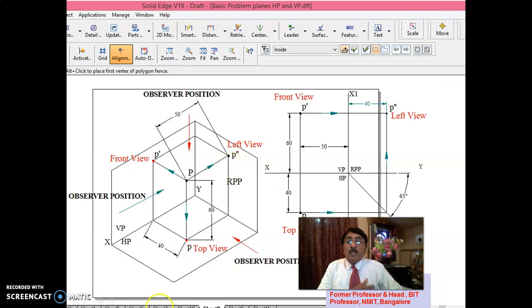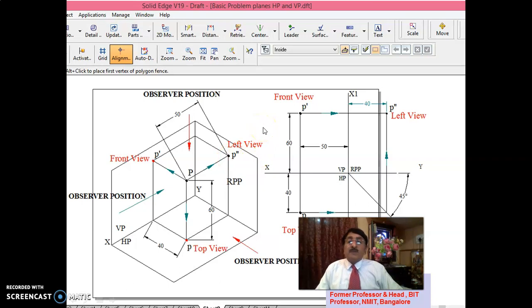Please observe, I have been telling you in the previous section itself, in first angle projection, the object comes first and then the plane. That is why in the front view, first you are meeting the object and then drawing the front view. In the top view also, first you are meeting the object and then drawing the top view. That is P. In the same way, on RPP you are looking from left direction to get P double dash. That means it's the left view which you are seeing on right profile plane.